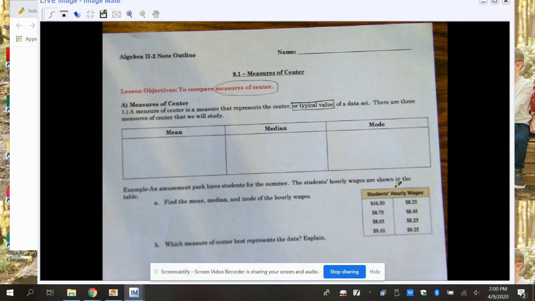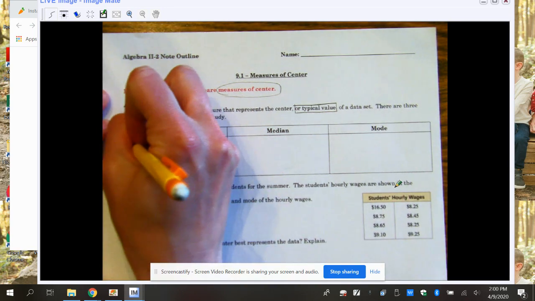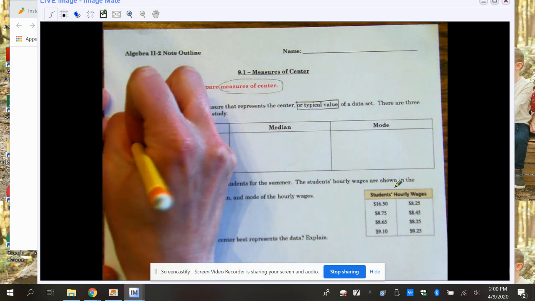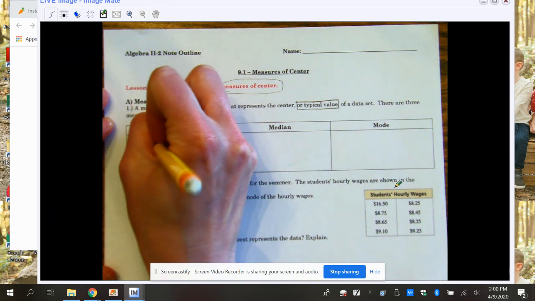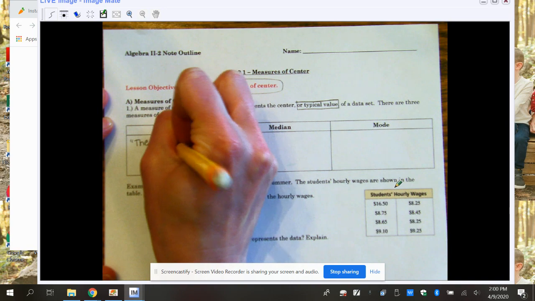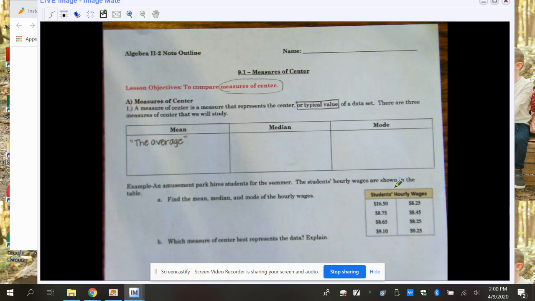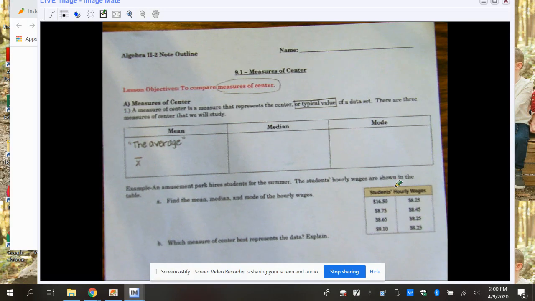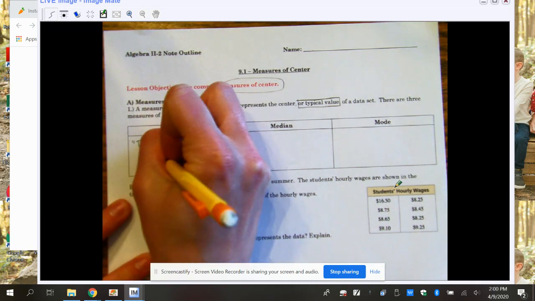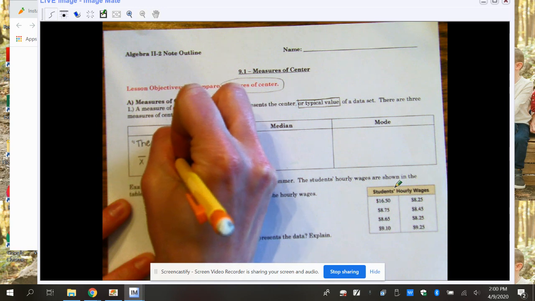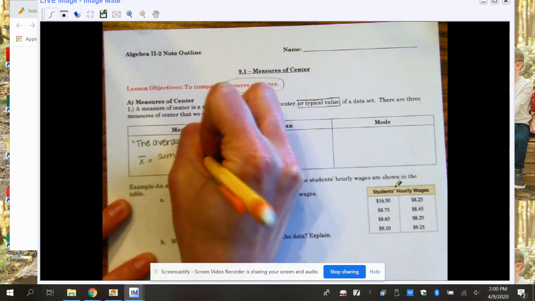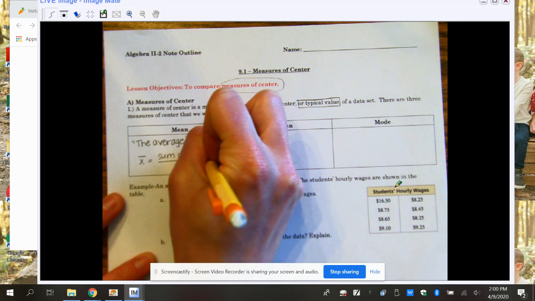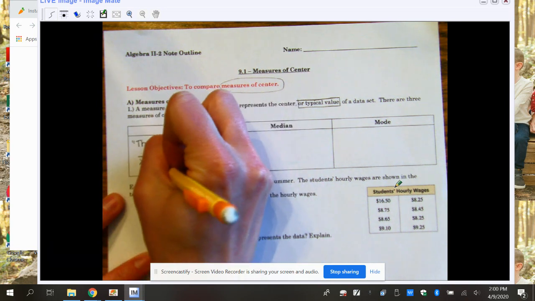You may remember the mean essentially being another way to say the average. When we add up all of the values in our data set and divide by the total number, that's the mean. Statistically, the symbol for that is an x with a bar over it. Whenever you see that symbol, that means the mean. Again, it's the sum of the data divided by the number of values.